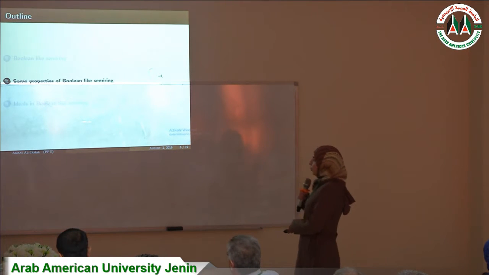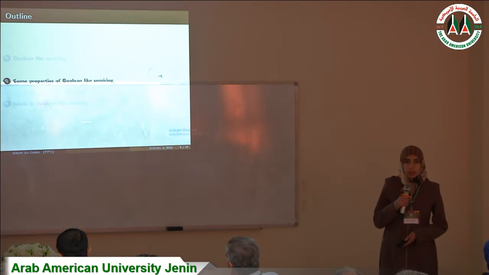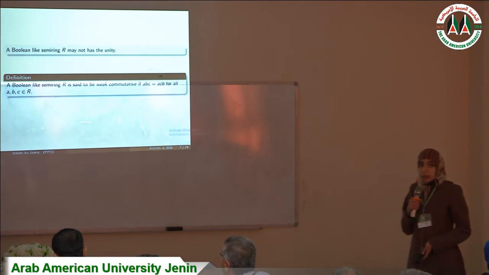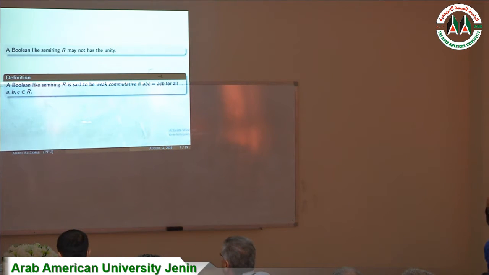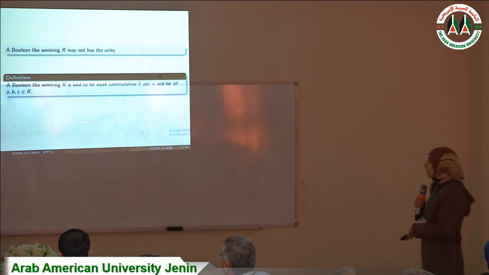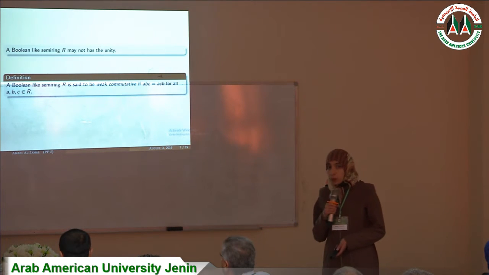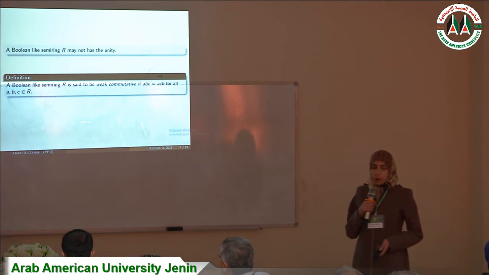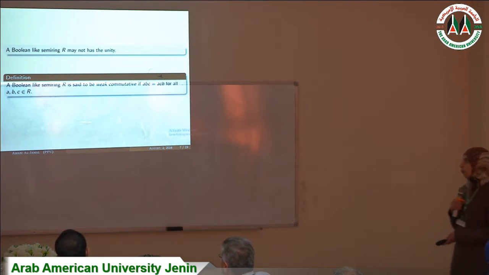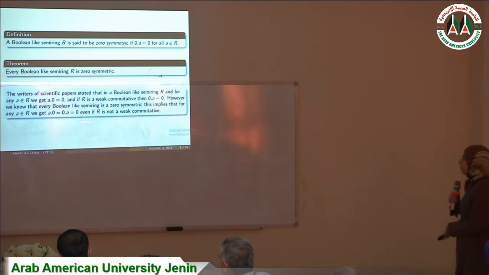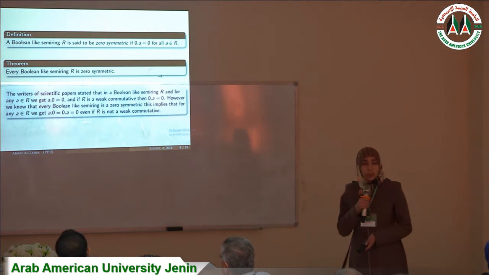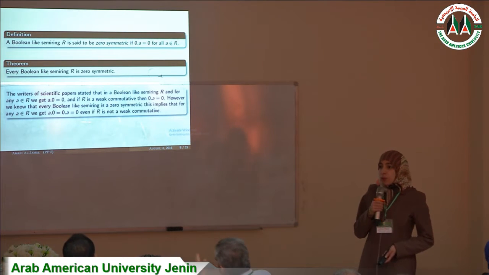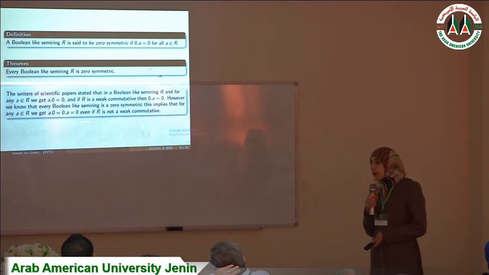Section 2, some properties of Boolean semiring. One property: a Boolean semiring R may not have a unity. Definition: a Boolean semiring R is said to be weak commutative if ABC equals ACB for all A, B, C in R. Another definition: a Boolean semiring R is said to be zero symmetric if 0 times A equals 0 for all A in R.